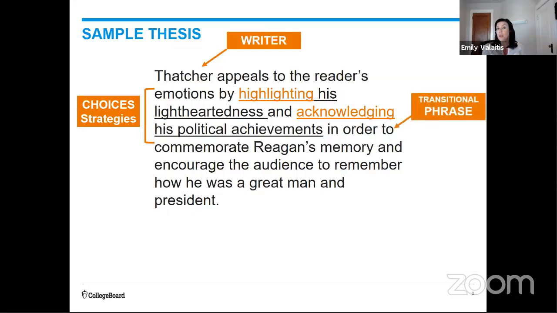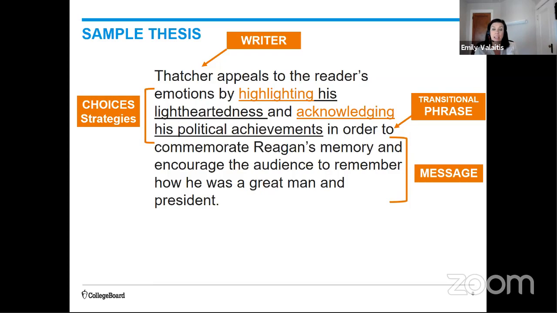The student has a transitional phrase, and we talked yesterday about what that might look like. It might be a strong verb. It might be the word by. It might be something like in order to. A lot of my students tend to use the in order to. So there's a transitional phrase, and then the student transitions into the message at the end.